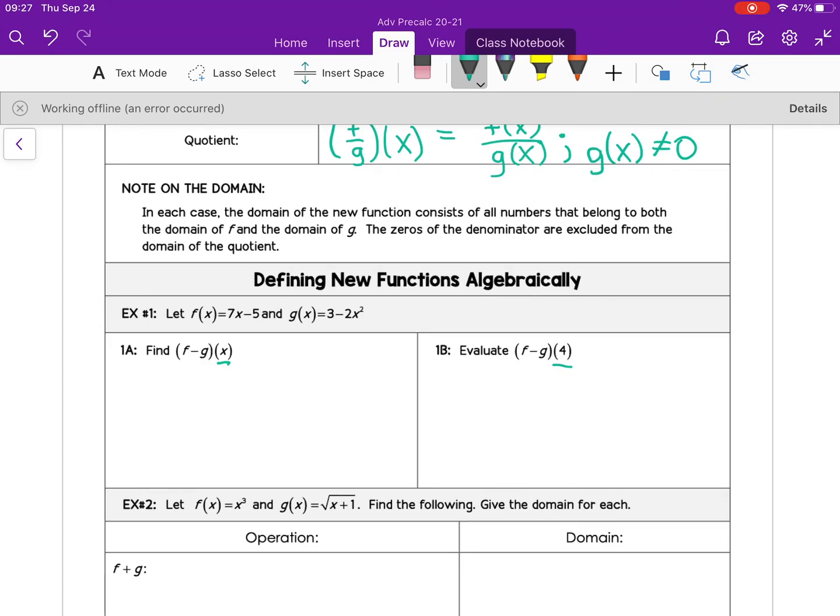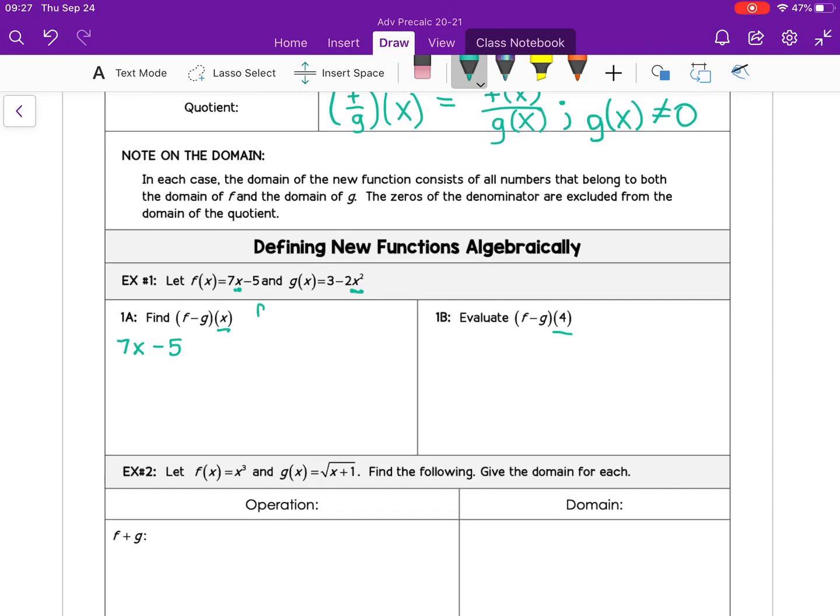So these are two polynomial functions, meaning there's no weird square roots or division, any of that. It's just polynomials, when you have x and possibly x with an exponent, but that's it. All right, so if I want to subtract, 7x minus 5 is f of x, right? Because remember, this is f of x minus g of x. And then minus g of x is 3 minus 2x squared.